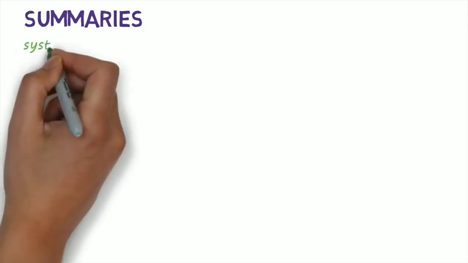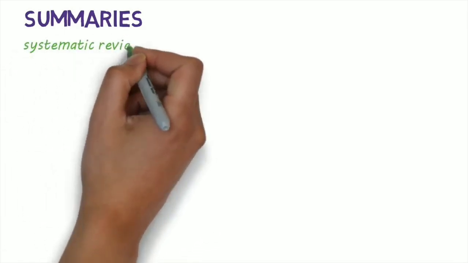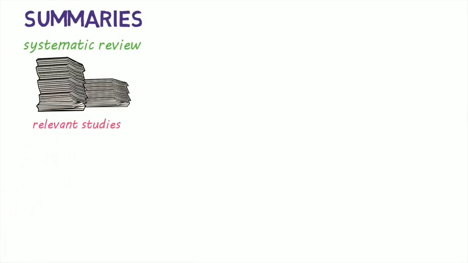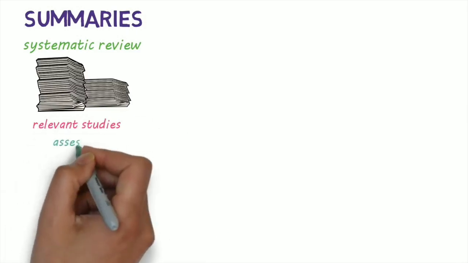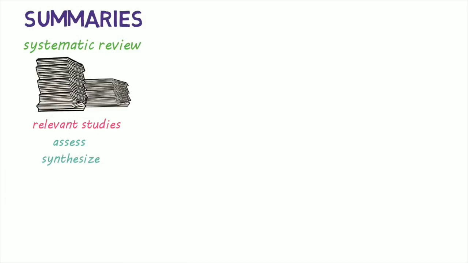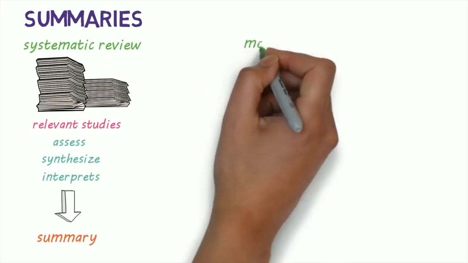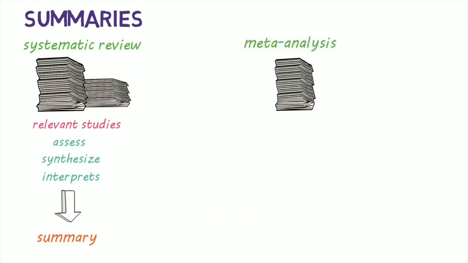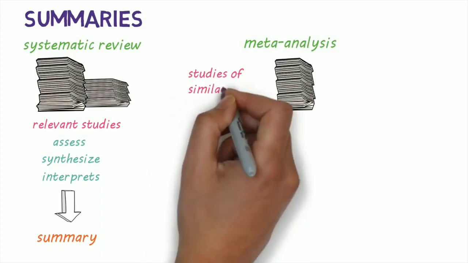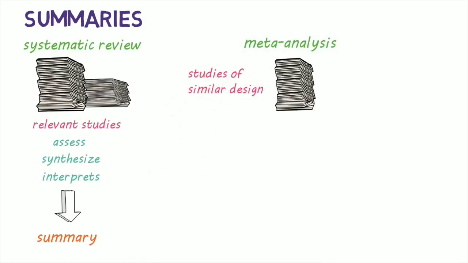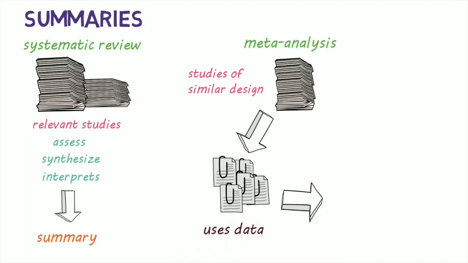A systematic review systematically identifies all the relevant studies on a particular topic, assesses the quality of each study, synthesizes and interprets the findings, and presents an impartial, unbiased, and balanced summary of the evidence. A meta-analysis uses data from all the studies that have addressed the same question and have a similar study design. It then uses the data from these studies to do a combined statistical analysis and produces a single summary result.